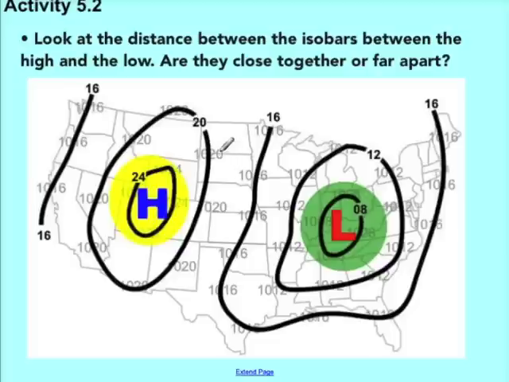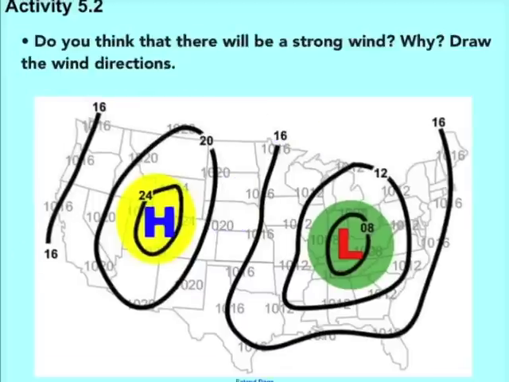If, for example, you had lots more millibars in here, and say this wasn't a 16, but maybe it was 1,000, what, 16, 12, 8, say 1,004, and then you had a whole bunch more millibars, then the wind would be stronger. So if we go to the next slide, do you think there will be a strong wind? Why? Draw the wind directions. So we already answered the first part. Do you think there'd be a strong wind? No, it's not much of a change. Now, here, let's practice drawing in wind directions.